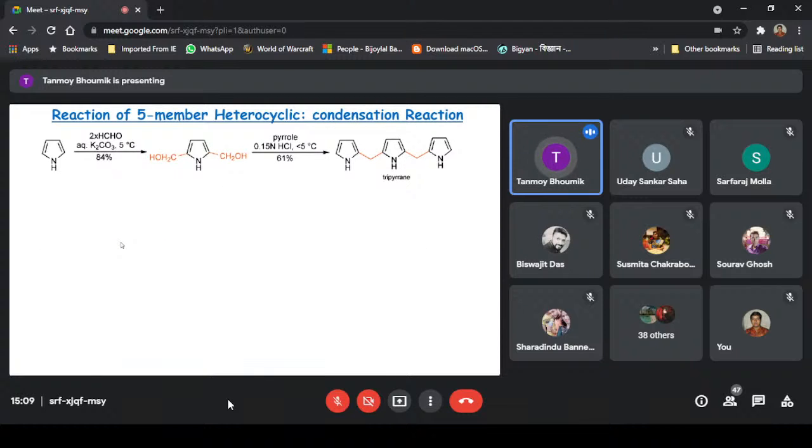Another type is the condensation reaction. What happens whenever this furan or pyrrole is treated with formaldehyde? It can condense to this, and this is formed from the formaldehyde, giving the alcohol.